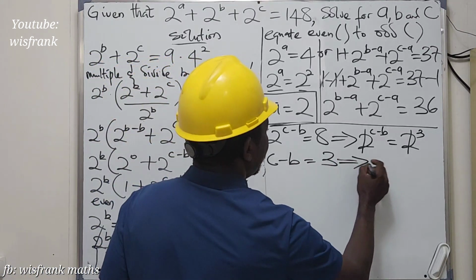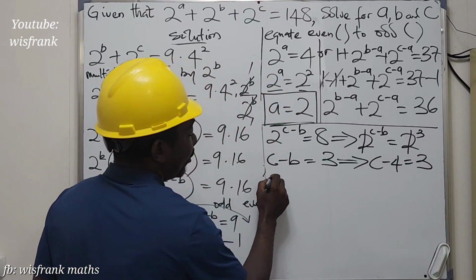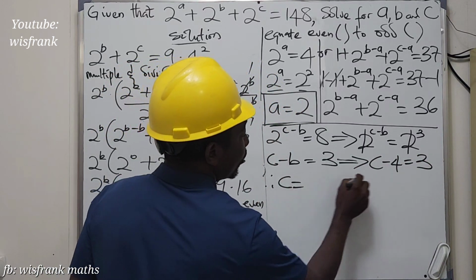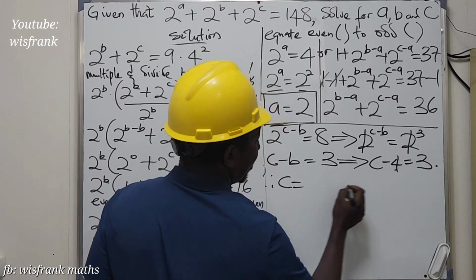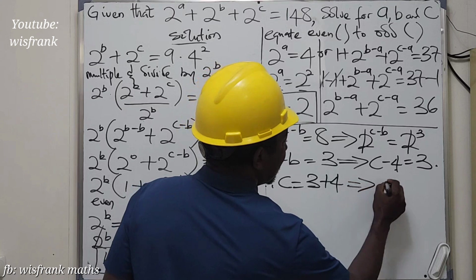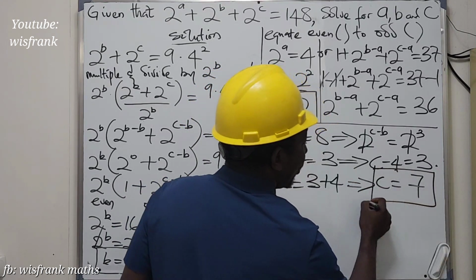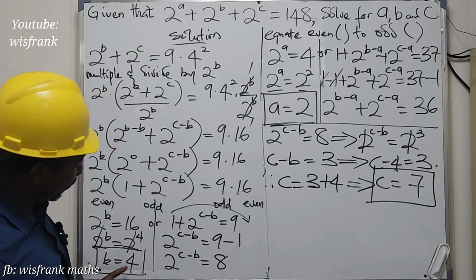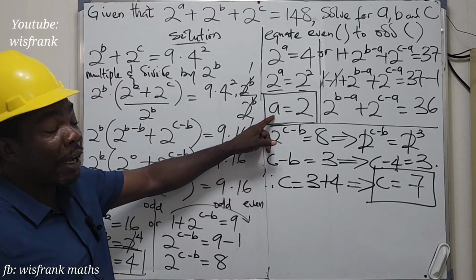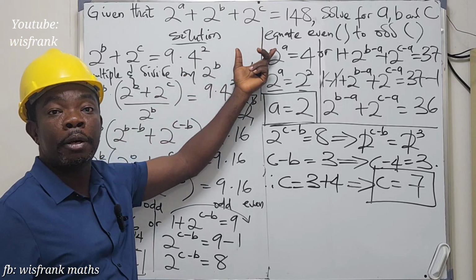So this will become c minus 4 equals 3. And therefore, when minus 4 is transposed to this other side, we have 3 plus 4, and c equals 7. So the value of c equals 7, the value of b equals 4, and the value of a equals 2. So those are the values of the variables that we have.